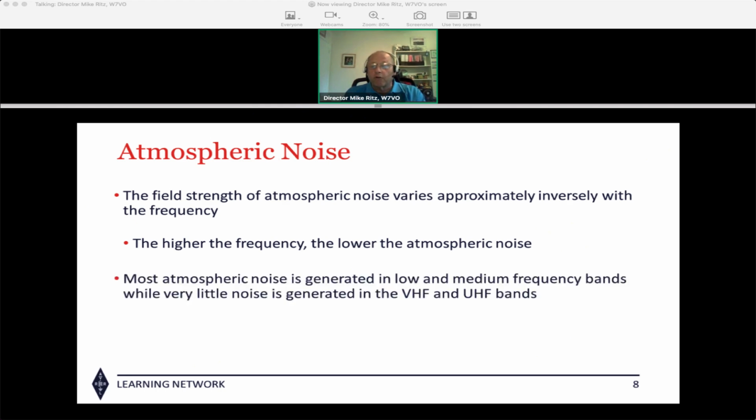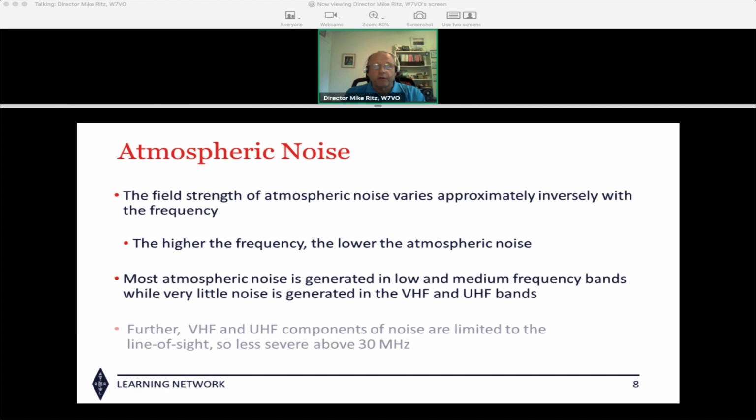Because most atmospheric noise, as I mentioned, is on the low end of the band. And keep in mind that VHF and UHF components of noise are basically line of sight, just the same way radio waves are. So they're much less severe above 30 megahertz because they don't follow the curvature of the Earth.